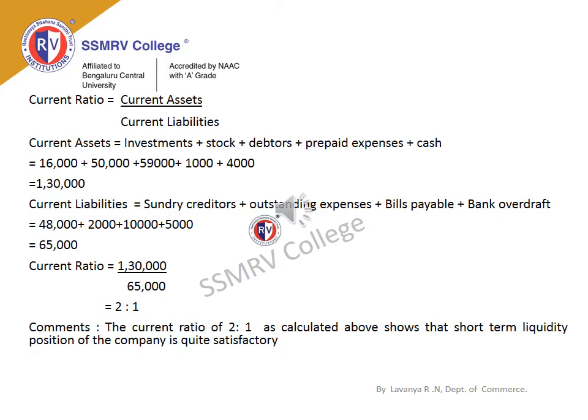Substitute the information in the given formula. Simplify it. Then the ratio is expressed in proportion. The current ratio is 2:1. The ideal ratio is also 2:1. The calculated ratio is 2:1. So it shows that the current assets are quite enough to meet the liabilities, and the short-term liquidity position of the company is quite satisfactory.